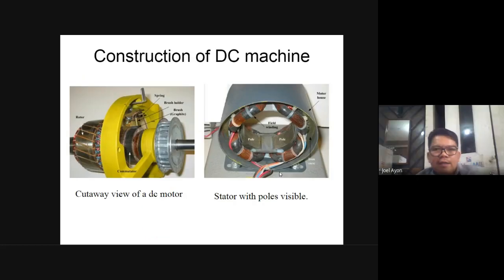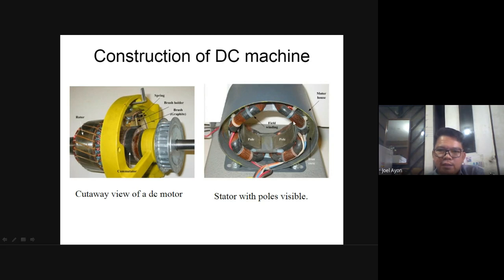Now, moving forward, this is the construction of a DC machine. Because we are still on the online class, the illustration is clear naman. This is a cutaway view of a DC motor, and this one is the stator with poles visible. The stator is the housing, the iron or motor house.